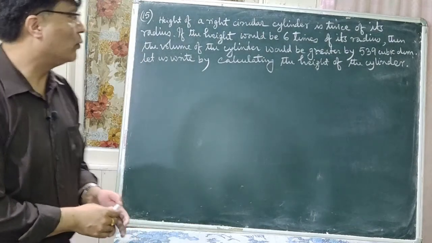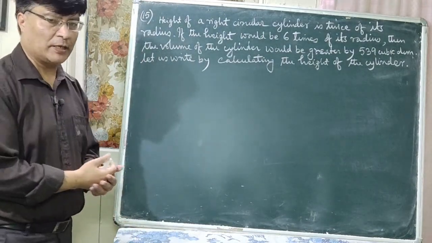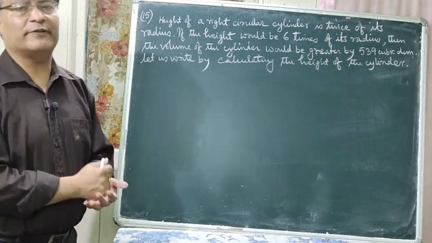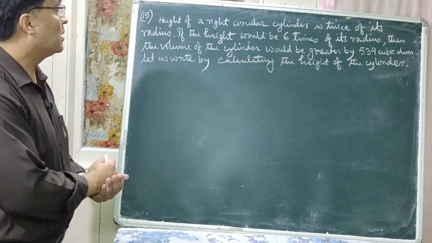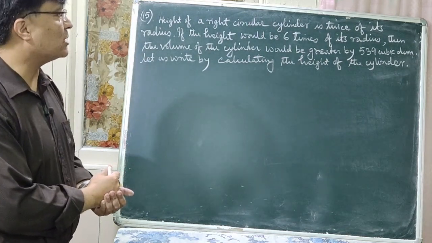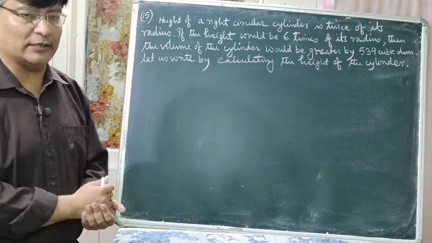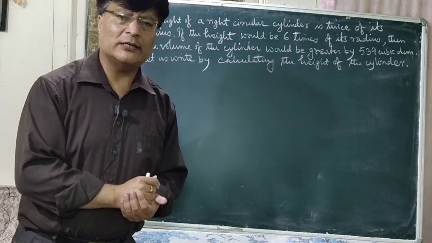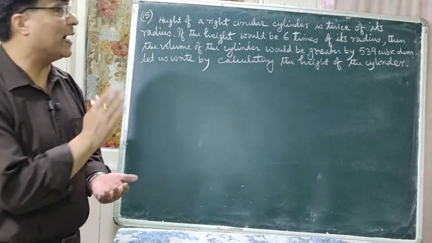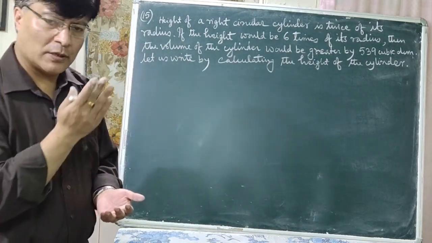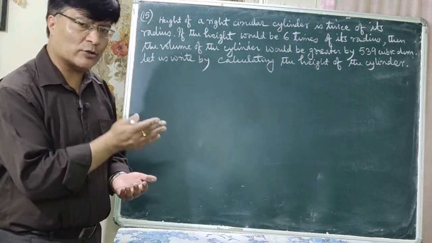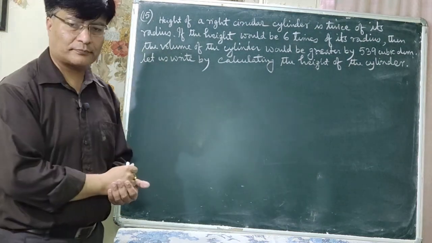So now we will do question number 15. So this question number 15 is very, very important. Okay. So the question says that the height of a right circular cylinder is twice its radius. There is a cylinder, and the height of that cylinder is twice its radius. That is, the height is double the radius.